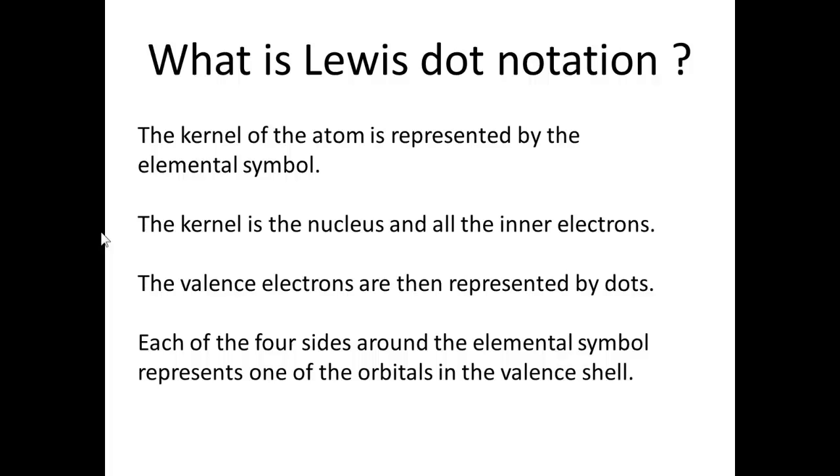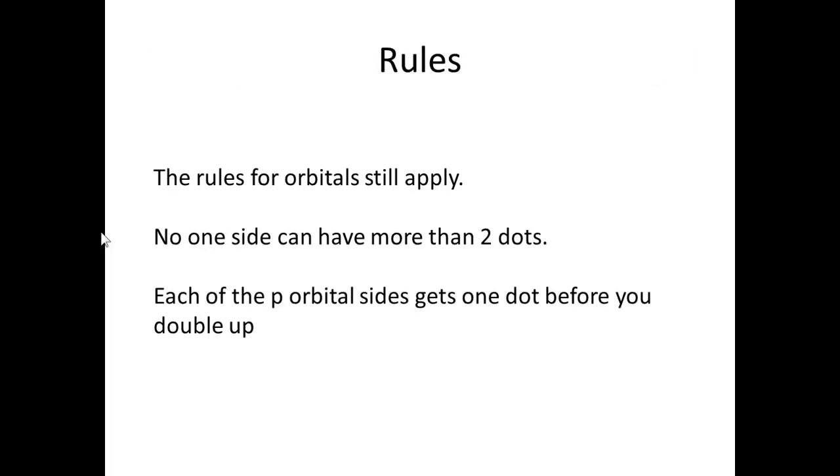Well, we represent everything except the electrons that we're interested in by what we call the kernel. In other words, we just use the symbol. And we say that the kernel is the nucleus and the inner electrons. And so it's the valence electrons which are then represented, and we represent these by means of a series of dots. If we write down the elemental symbol, there will be four sides around the symbol, and each one of these we can say represents an orbital in a valence shell.